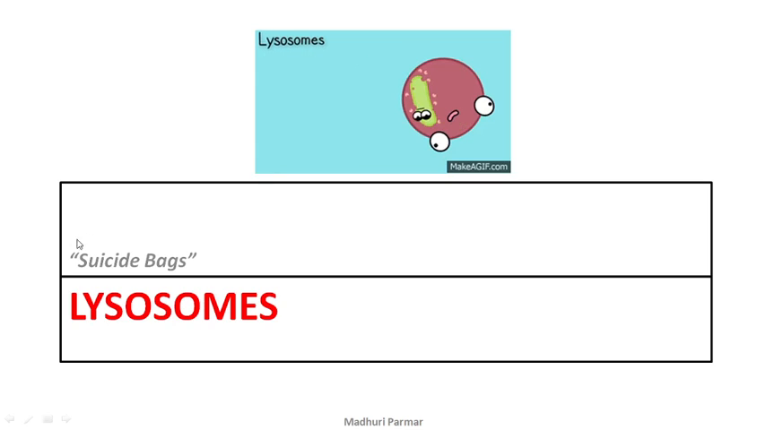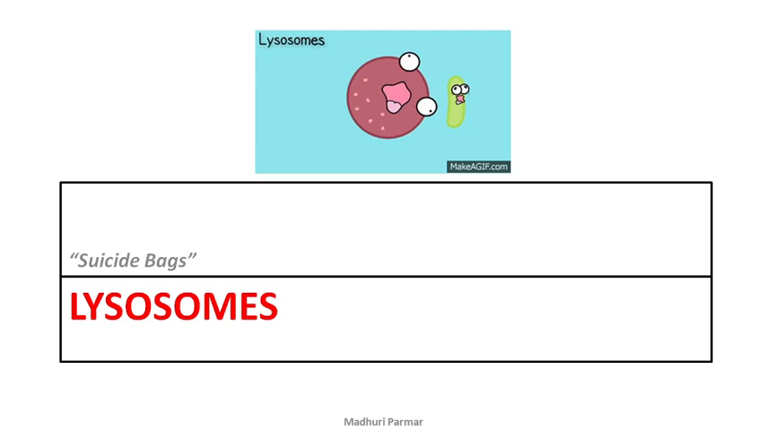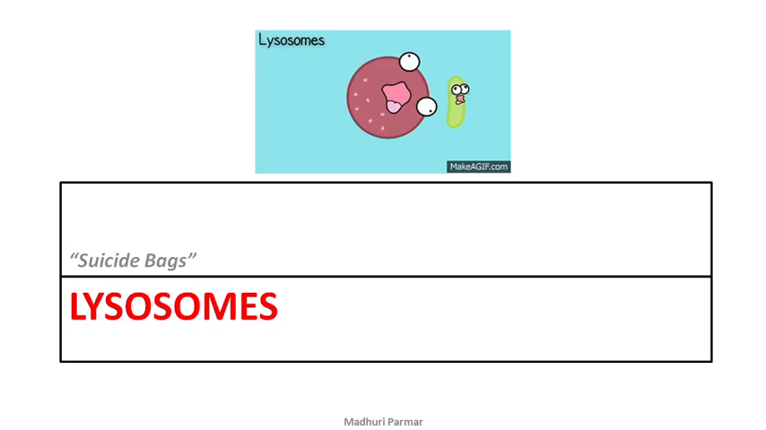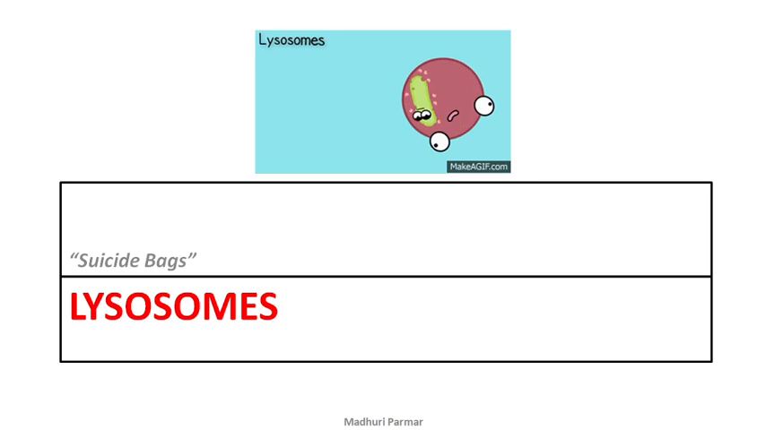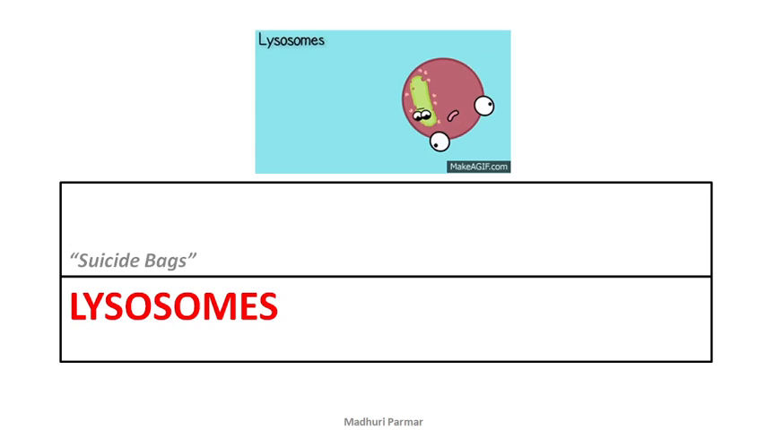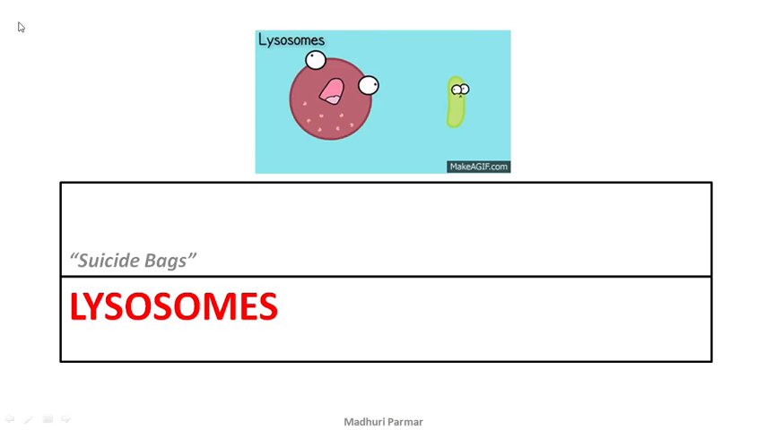Lysosomes are also known as suicide bags of the cells. As you can see from the cartoon, their function is basically intracellular digestion. Now, know the difference between intra and inter. Inter means between two things, and intra means within. So, within the cell means intracellular. So digestion within the cell is carried out by lysosomes.